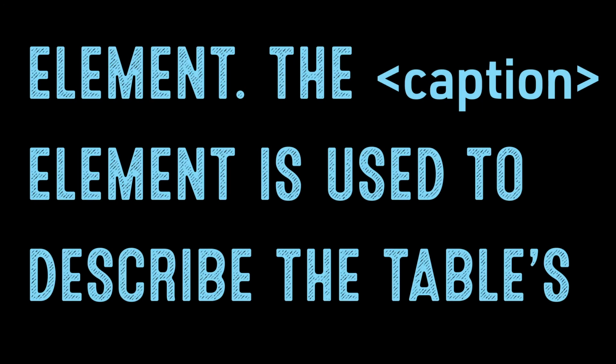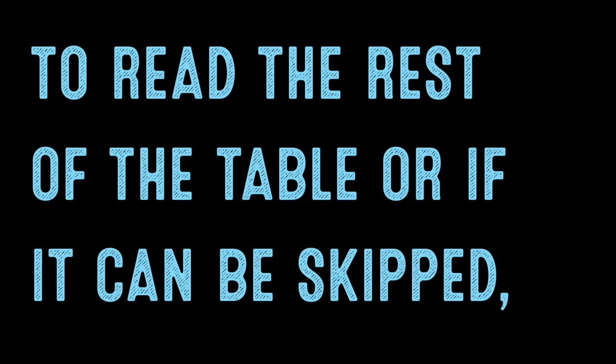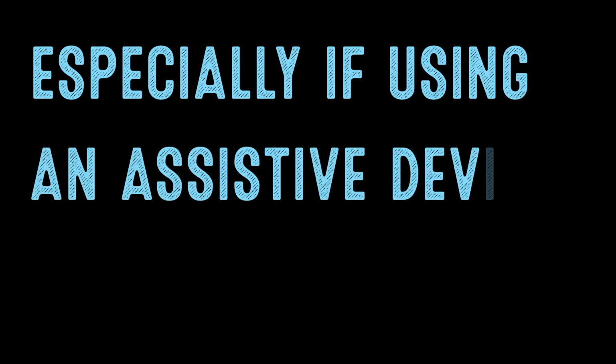In addition to using semantic markup, we add the caption element. The caption element is used to describe the table's purpose. This allows users to decide whether they need to read the rest of the table or if it can be skipped, especially if using an assistive device that will read data cell by cell.